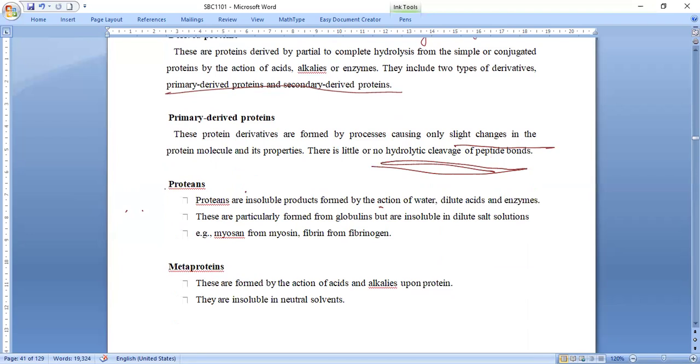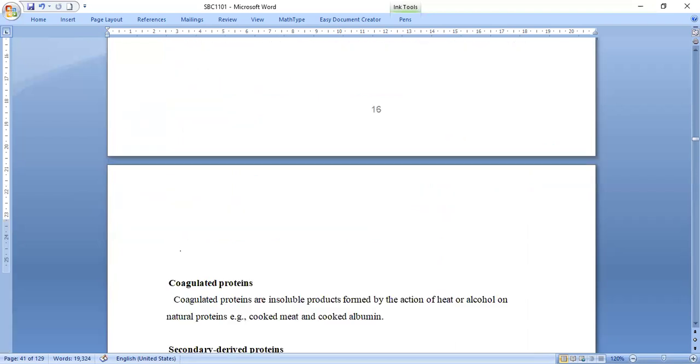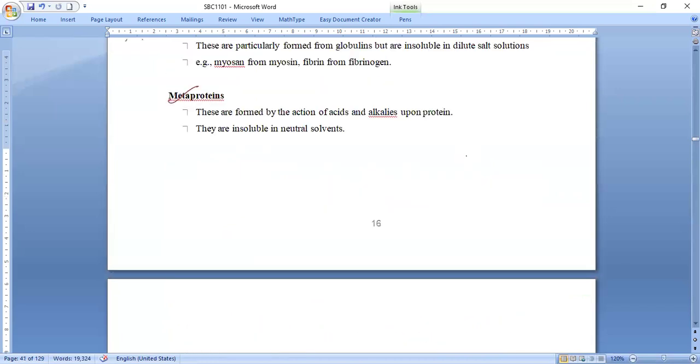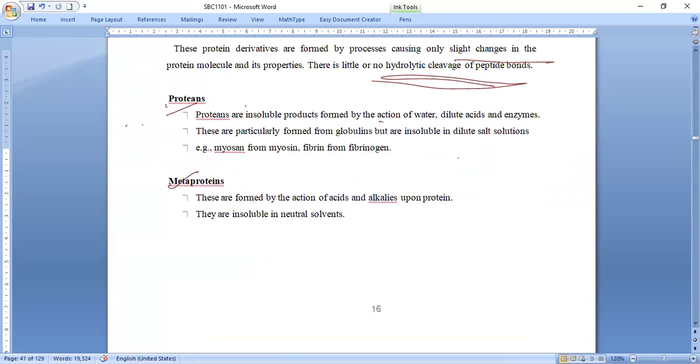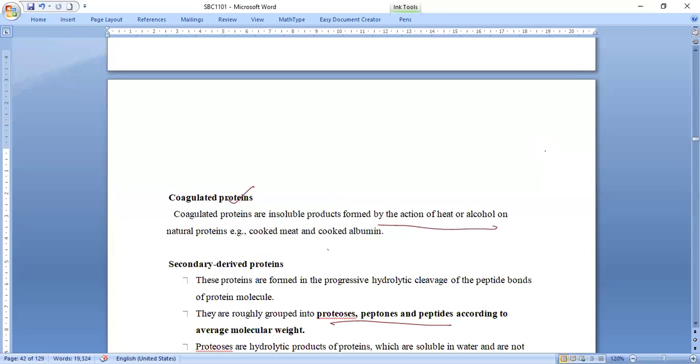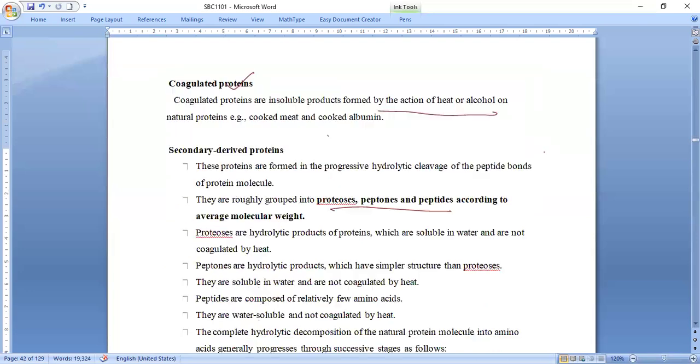The main derivatives of the primary derived proteins are the proteans, metaproteins, and coagulated proteins. Coagulated proteins are formed by the action of heat or alcohol. Metaproteins are formed by the action of acids and alkalis. Whereas proteans are formed by the action of water, acid, and enzymes. That means the primary derived proteins are not formed by hydrolytic cleavage of the peptide bond, but by the action of water, acid, enzyme, depending upon the solubility nature and also upon the action of heat or alcohol.